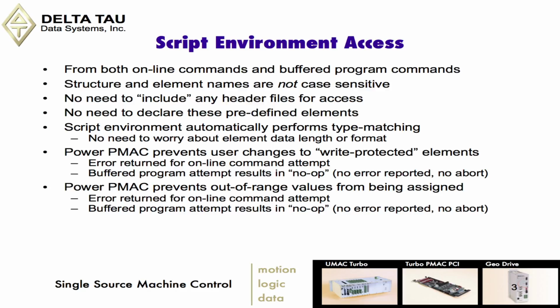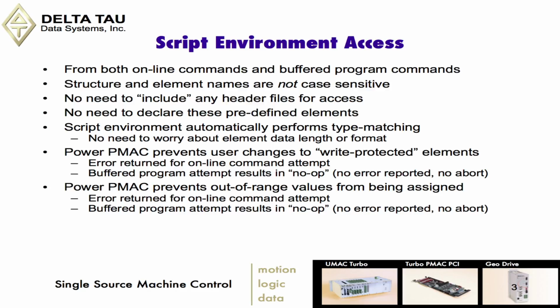Power PMAC prevents user changes to write protected elements. So there are some elements that will be considered write protected. I'll talk about that a little bit later on, the details. So there's an error returned for an online command attempt to access a write protected structure. If it happens in a buffered program, let's say the buffered program doesn't properly clear the write protection, basically there is no reported error, but there's a no operation that goes on in that buffered program. So it's as if that command did not exist.